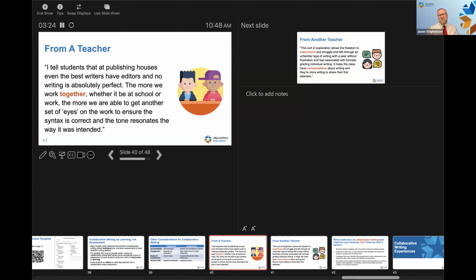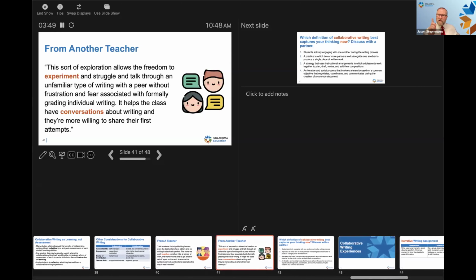And this teacher said this: I tell students that at publishing houses, even the best writers have editors, and no writing is absolutely perfect. The more we work together, whether it be at school or work, the more we are able to get another set of eyes on the work to ensure the syntax is correct and the tone resonates the way it was intended. So even in the real world, it takes a village.